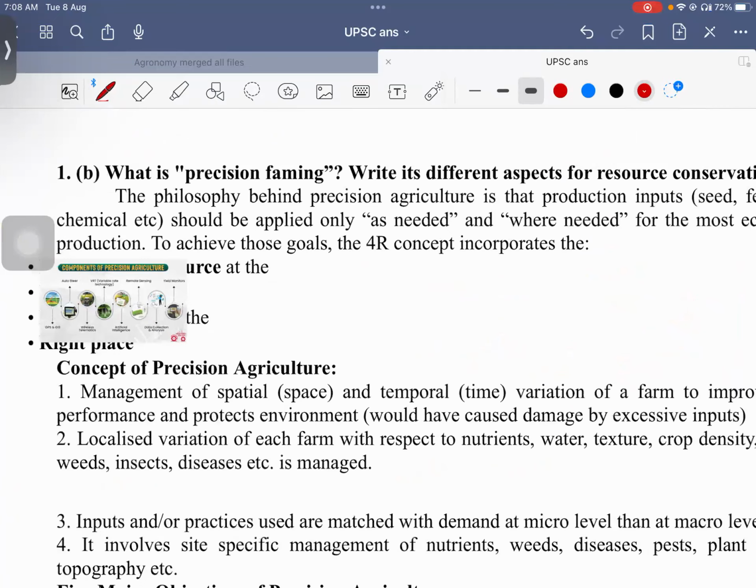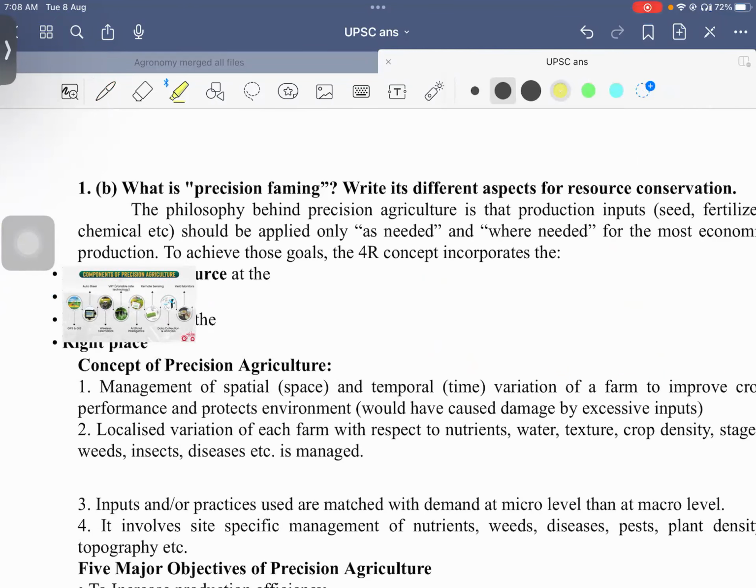Next most important question, which they have asked, is about precision farming. This was also asked in 2022. If you want to read about precision farming, it may take 1 or 2 hours to understand, but we'll be discussing it very briefly, touching only key important points. It's about different aspects of resource conservation.